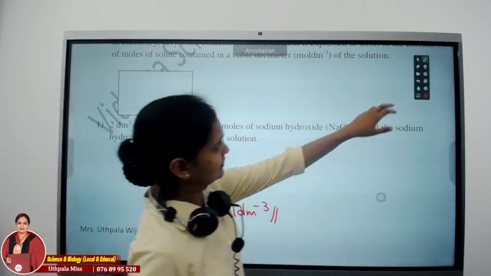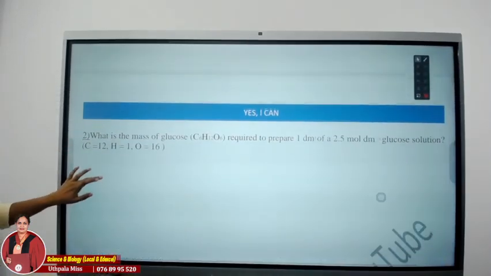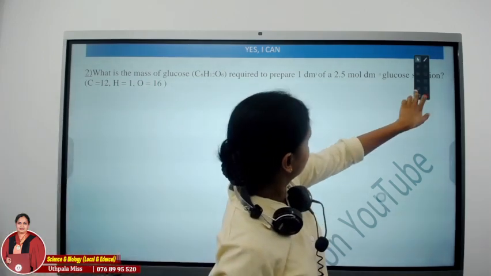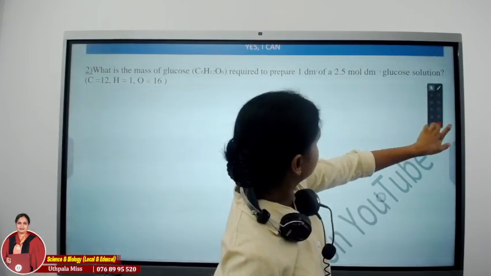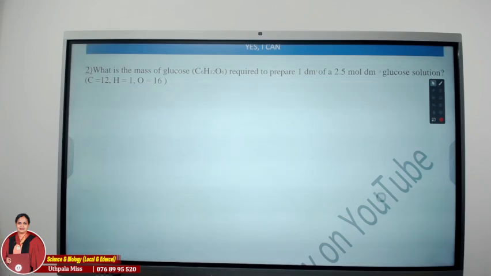Okay. Then do the second one. What is the mass of glucose required to prepare 1 cubic decimeter of 2.5 moles per cubic decimeter glucose solution? This is advanced a little bit. Yes, try.